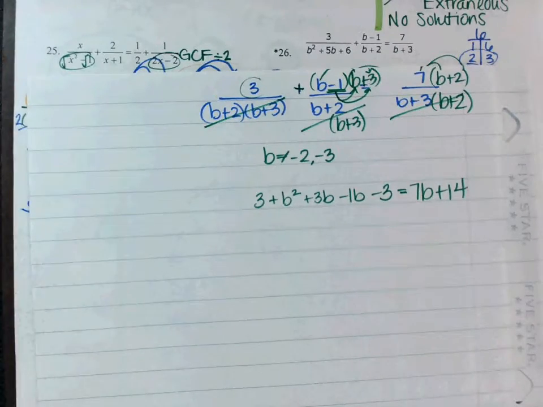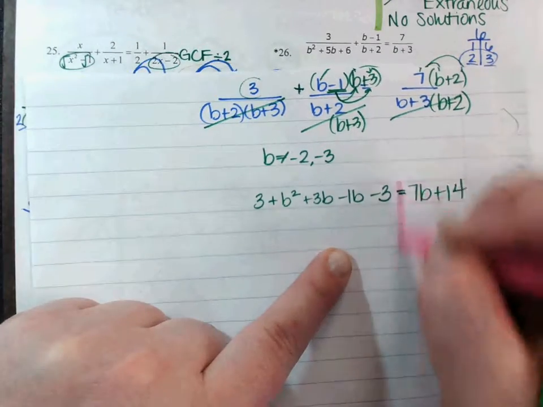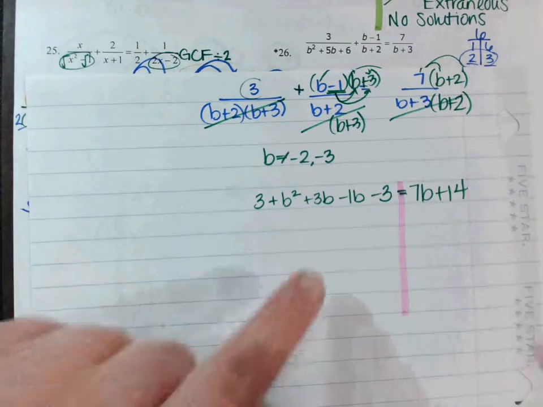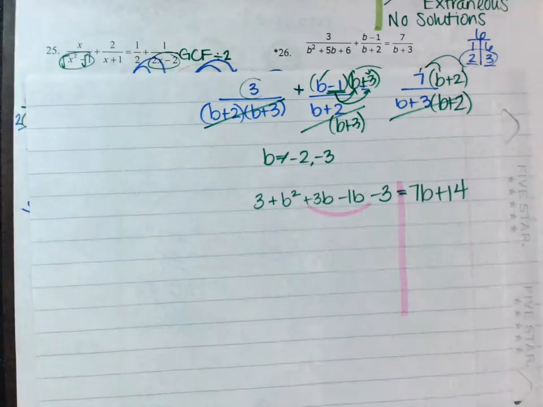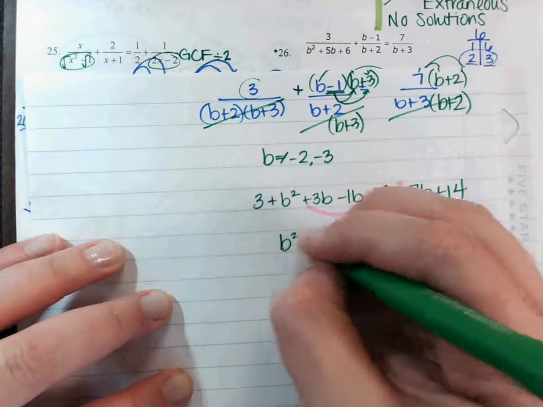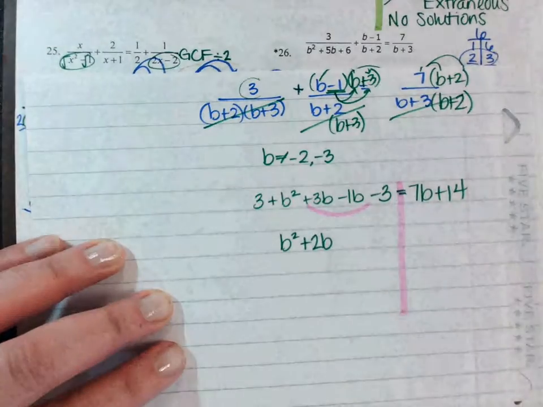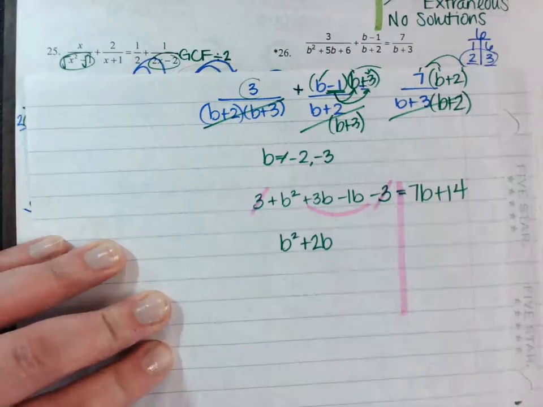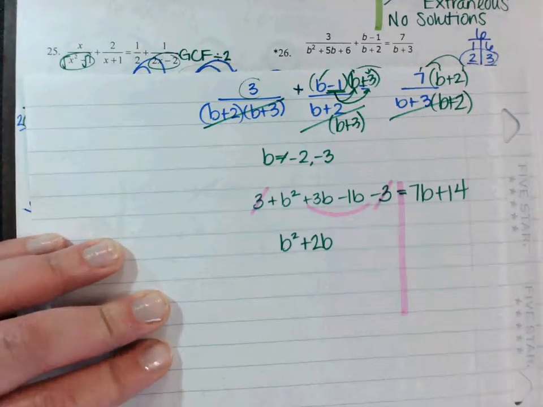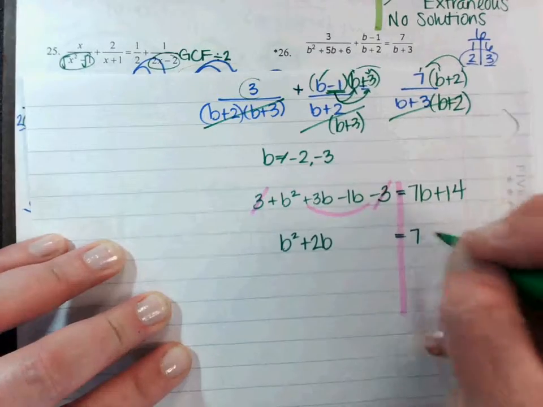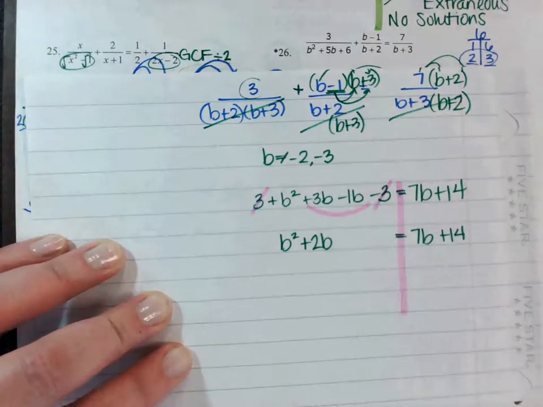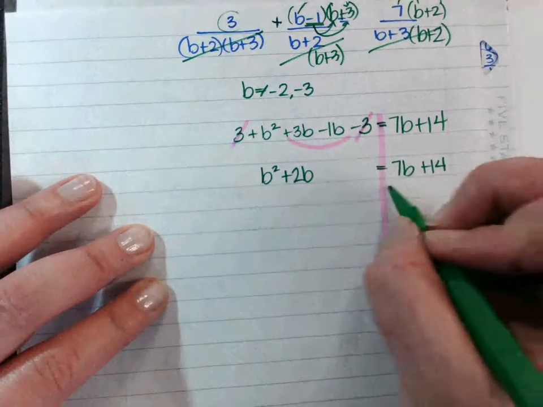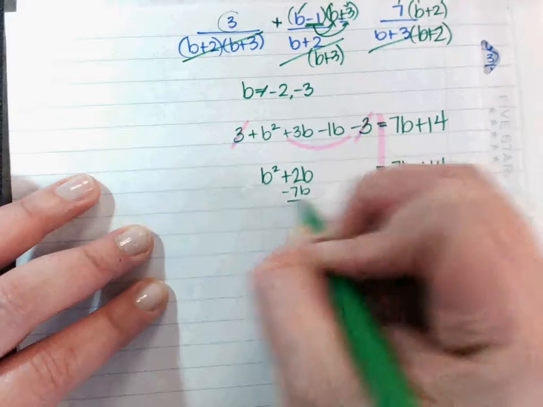Then from there, drop your railroad tracks, combine whatever's already on the same side, and then you'll have to cancel stuff out. So I have a 3b and a -1b. How many are going to be left over? That's going to be a 2b. And then if I have a 3 and a -3, what's going to happen there? Cancel out. Okay, 3 minus 3 is just 0, so I'm going to cancel it out. Then on the other side, I still have a 7b and a 14. Got to move those over. How do you undo a positive 7b? Subtract it. What's 2b minus 7b?